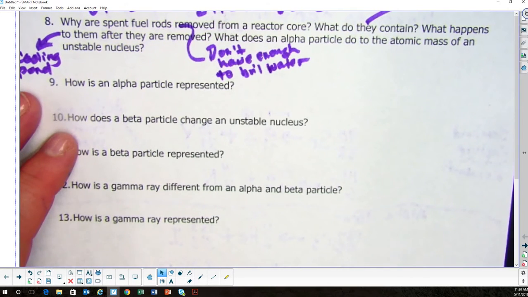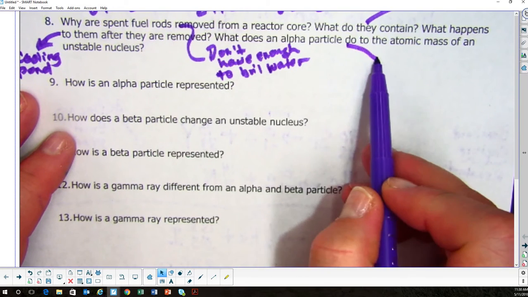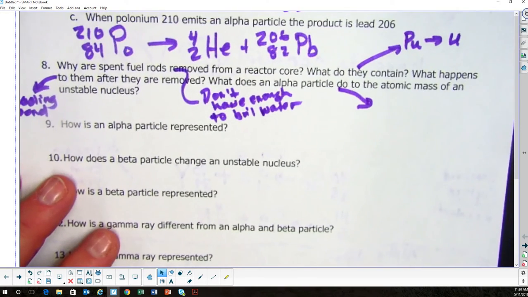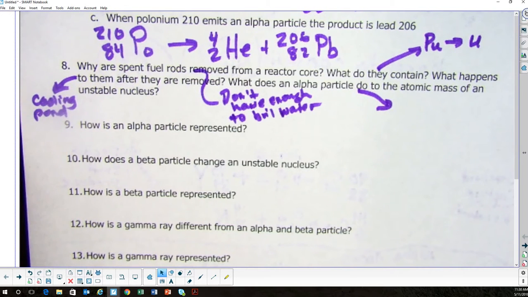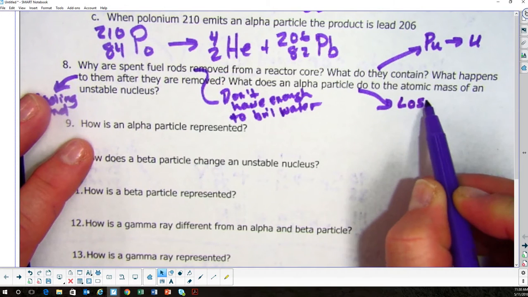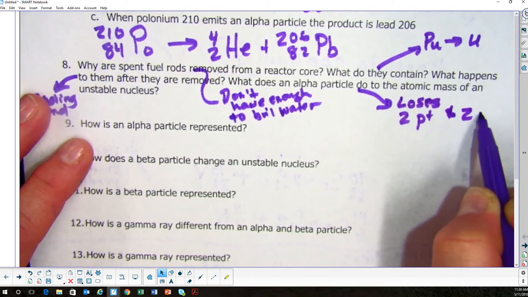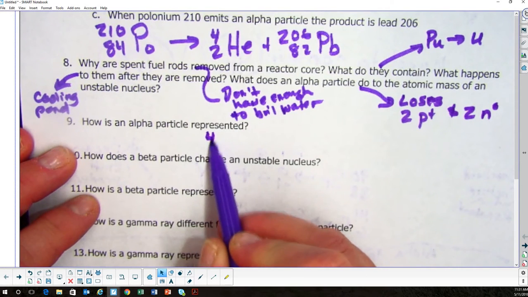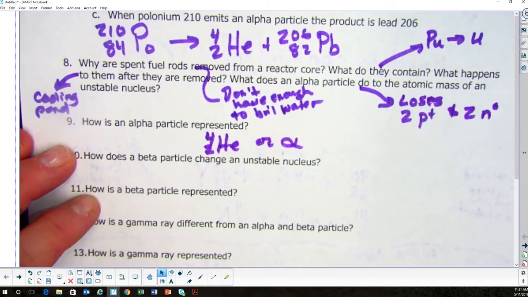Okay, what does alpha particle decay do to the nucleus of an unstable atom? What is an alpha? It's 4-2 helium. So what does that represent? 2 protons and 2 neutrons. So it loses 2 protons and 2 neutrons. So how do we represent an alpha particle? 4-2 helium or alpha. Okay?